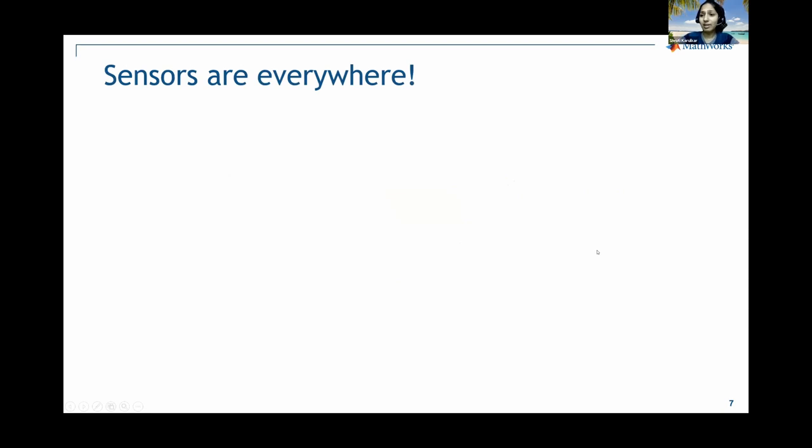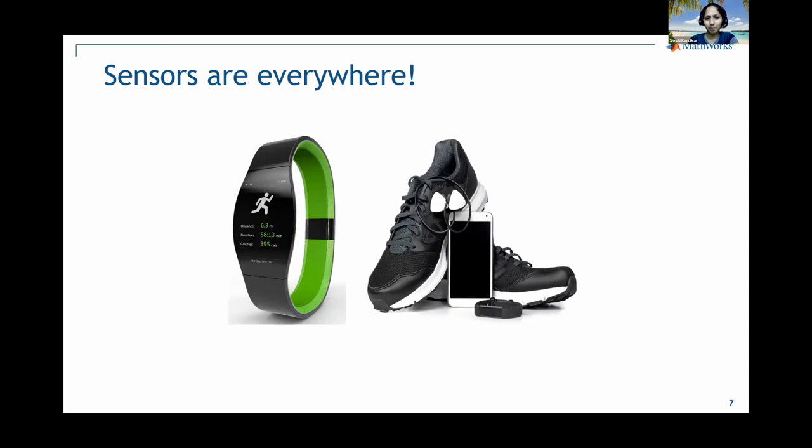And I want to start by telling you this. Sensors are all around us. Sensors are everywhere. A sensor is a device which detects a physical property like temperature, humidity, etc., and responds to it. Now, let's look at some examples of devices that have sensors in them.